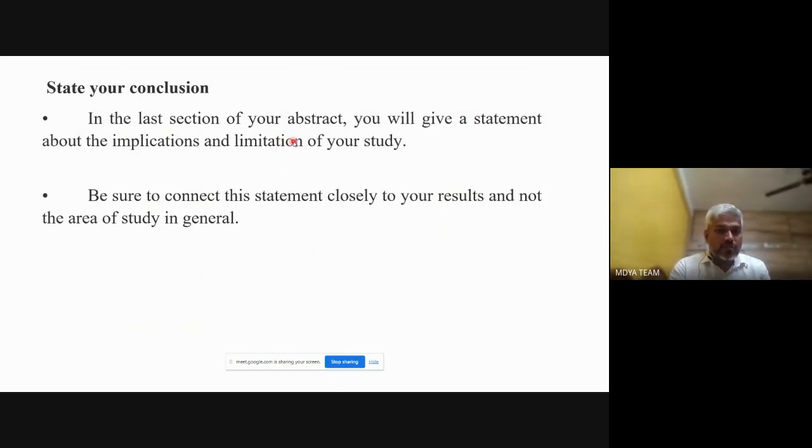In the last section of your abstract, you will give a statement about the implication and limitation of your study. Be sure to connect this statement closely to your results and not the area of study in general.